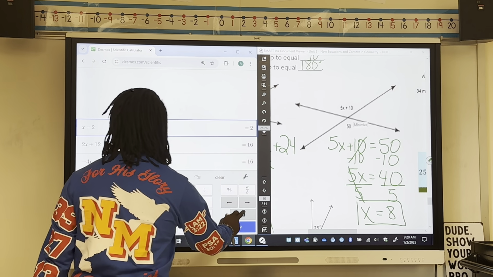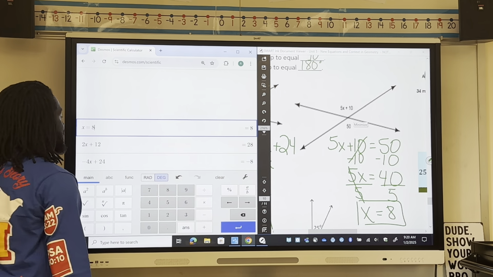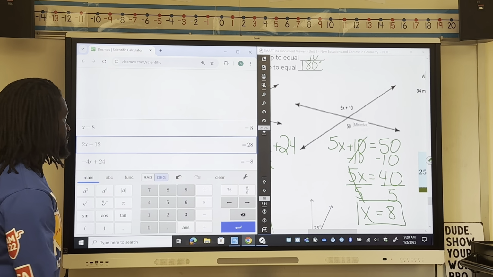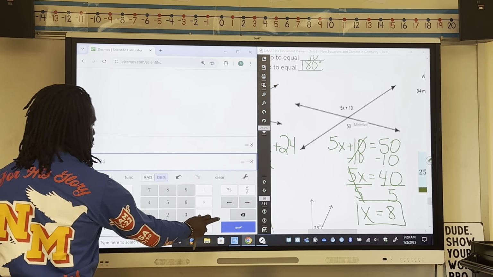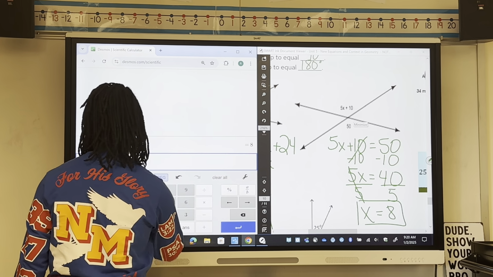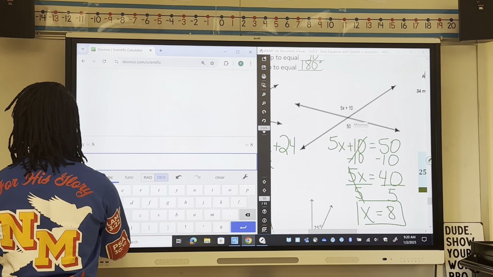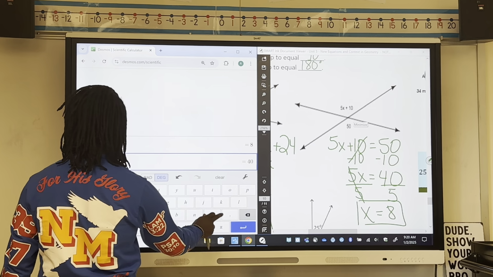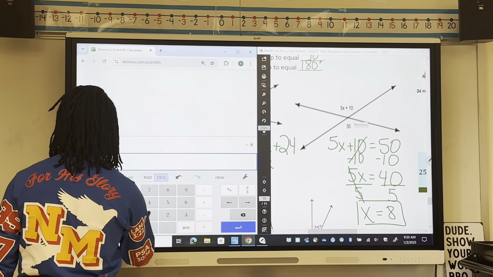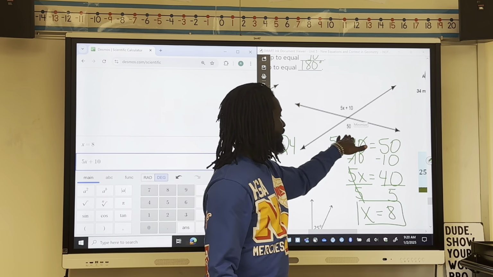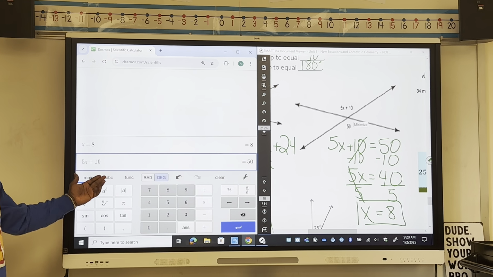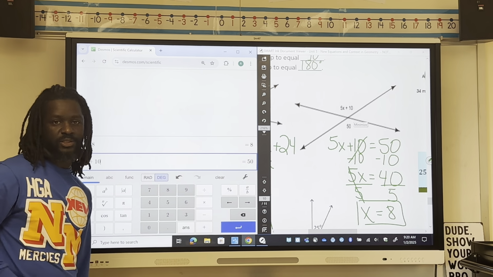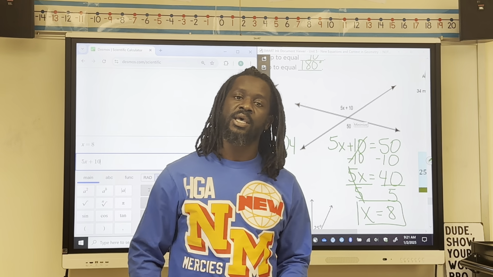And then if I wanted to check and make sure my answer was correct, I'm going to tell the calculator that x equals 8, and then I'm going to put in my expression, 5x plus 10. I don't have to put the equal sign, so I'm just putting this side of the expression, and that should equal 50. And as you see, it does, so I know my answer is correct.